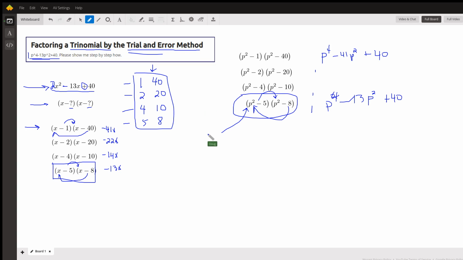And there's other techniques. There's making up a little table like this. You'll probably be learning that, but right now it looks like you're focused on trial and error. And if the leading coefficient is a 1, that's the way to go.